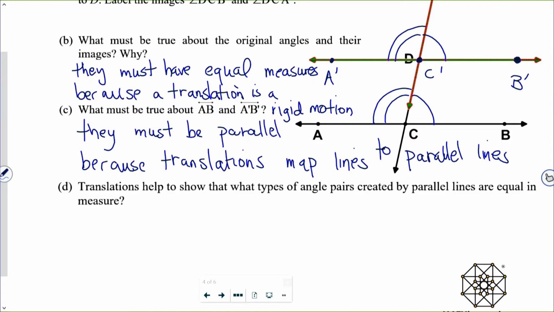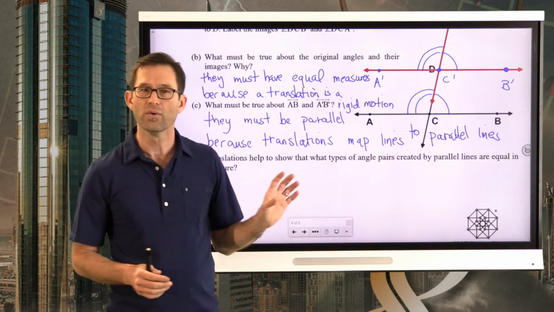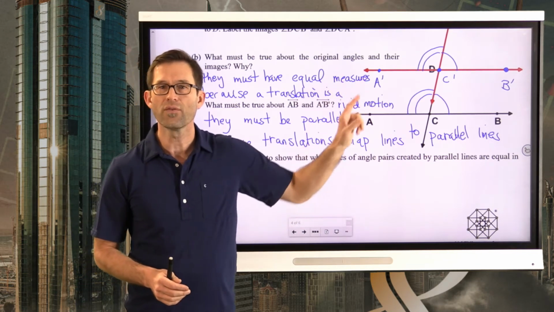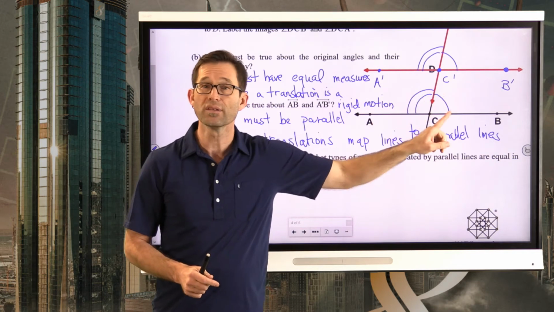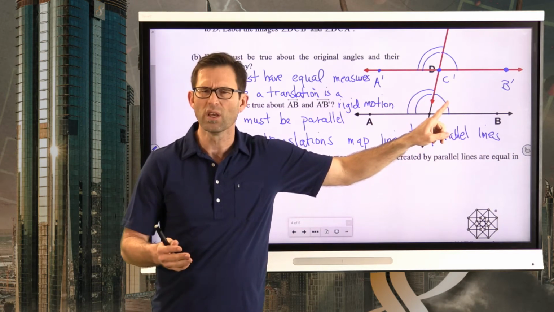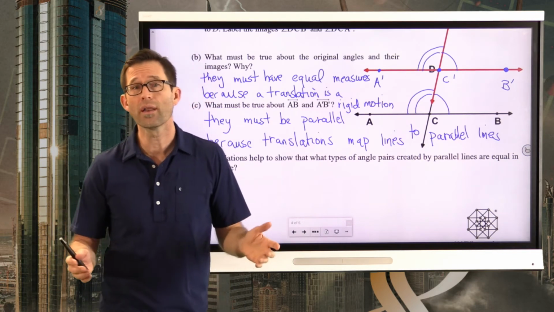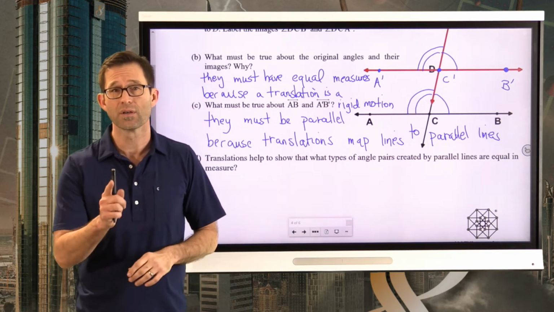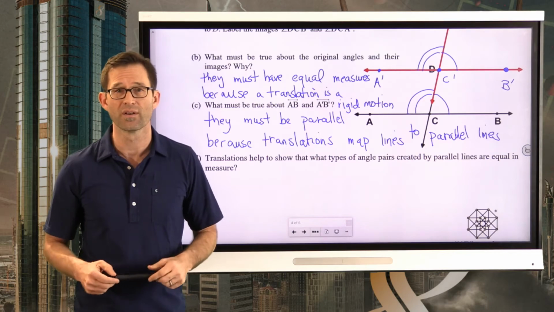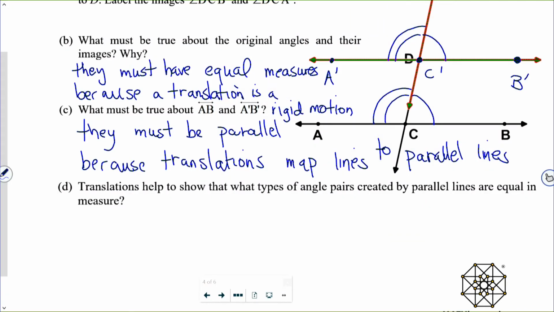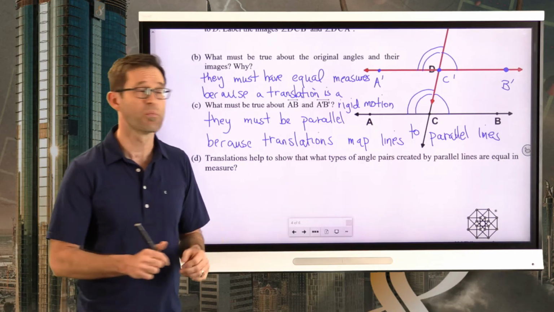Translations help to show that what types of angle pairs created by parallel lines are equal in measure. So in other words, we were able to just show by doing this translation that if you've got two parallel lines, this angle and this angle have to be equal measures, and this angle and this angle have to be equal measures. Well, what kind of angle pairs are those? Pause the video now and see if you can write something down. Well, corresponding angle pairs.